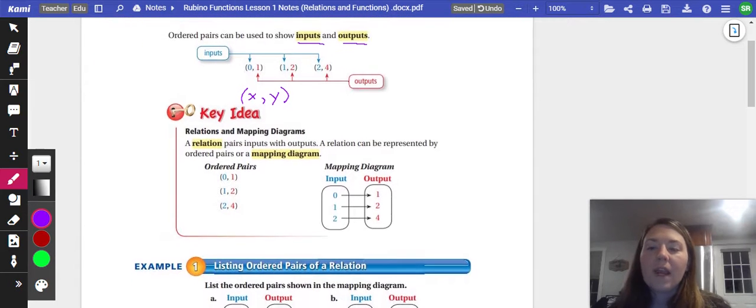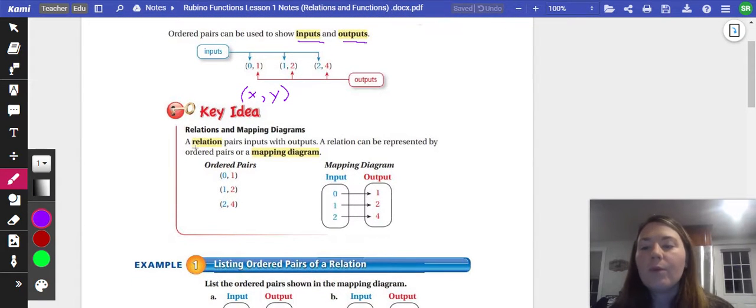The next definition we want to go over is a relation. A relation pairs inputs with outputs. A relation can be represented by ordered pairs or by a mapping diagram. Here we can see that there is a set of ordered pairs. This is what we would call a relation. It's pairing different inputs with different outputs.